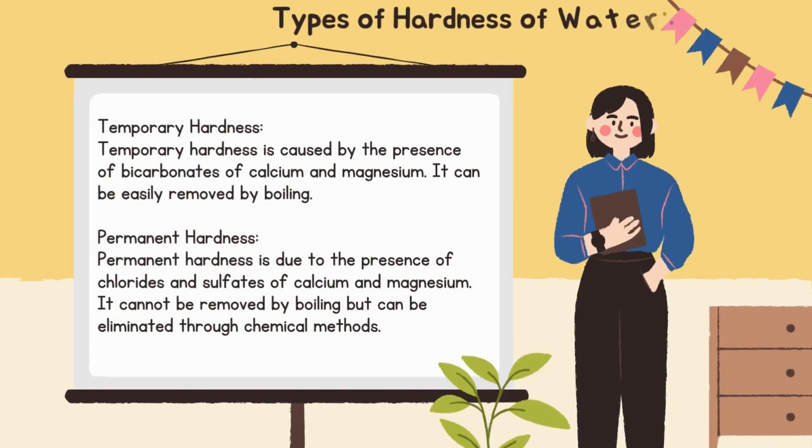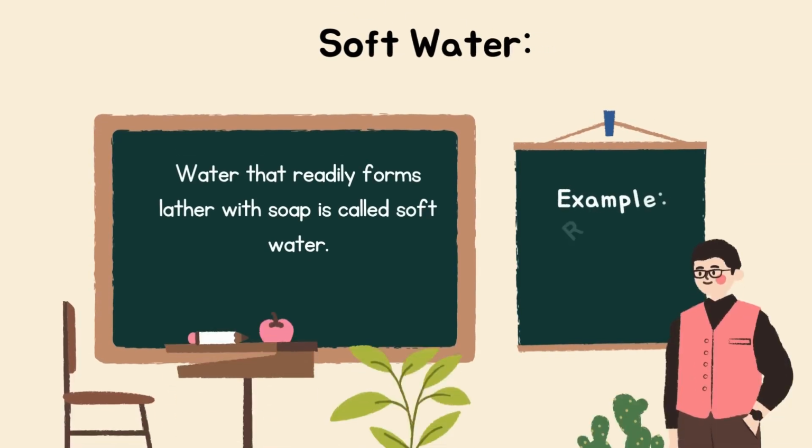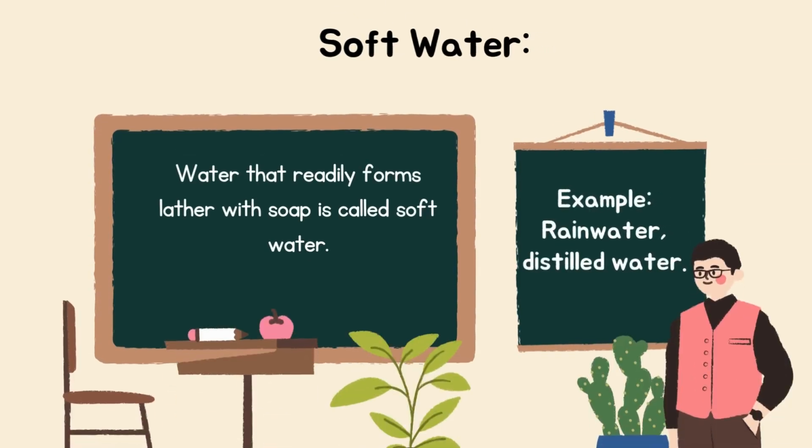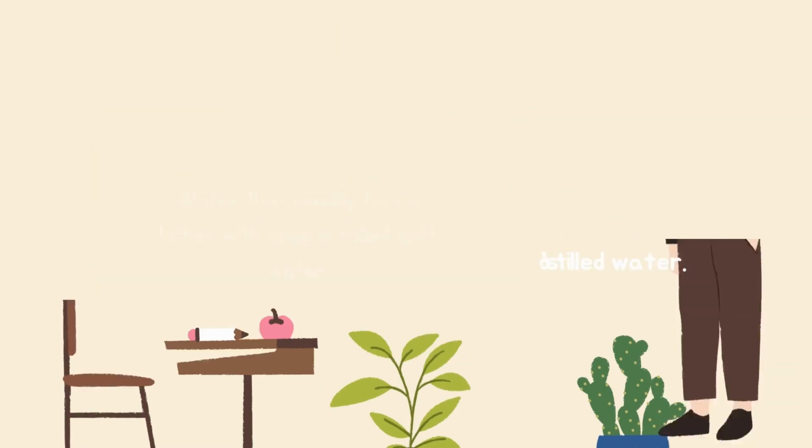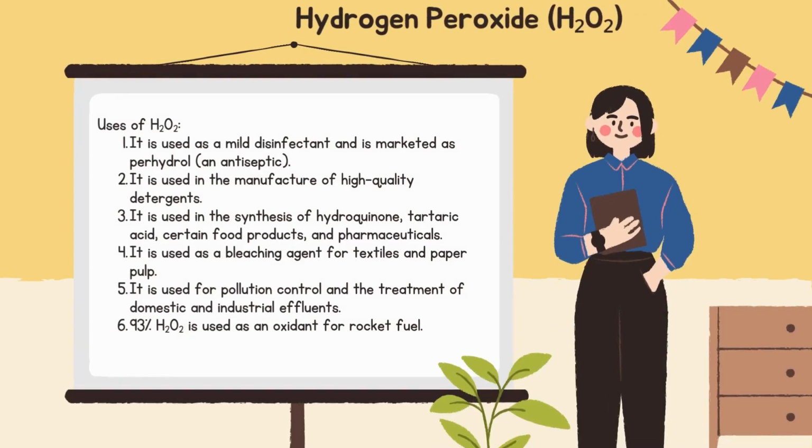Types of hardness of water. Temporary hardness: temporary hardness is caused by the presence of bicarbonates of calcium and magnesium. It can be easily removed by boiling. Permanent hardness: permanent hardness is due to the presence of chlorides and sulfates of calcium and magnesium. It cannot be removed by boiling but can be eliminated through chemical methods. Soft water: water that readily forms lather with soap is called soft water. Example: rainwater, distilled water.